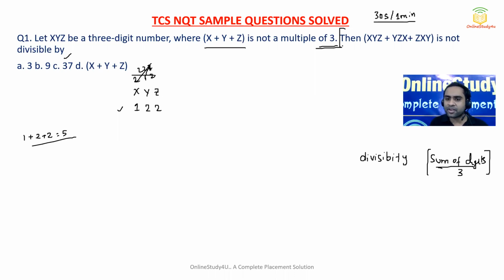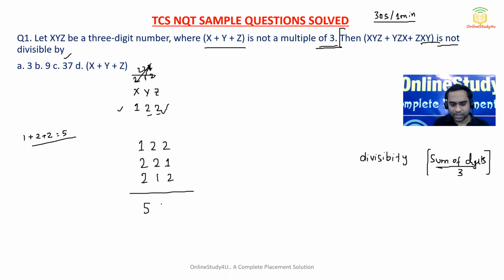Now, what is the question? Then xyz plus yzx plus zxy is not divisible by... See, after this normal method I will show you how we could have solved this in the given time. So xyz is nothing but 1 2 2, and then yzx, so y is 2, z is 2 and x is 1, and then zxy, so z is 2, x is 1 and y is 2. Now if we add these, this will become 555. That means their sum is nothing but 555.